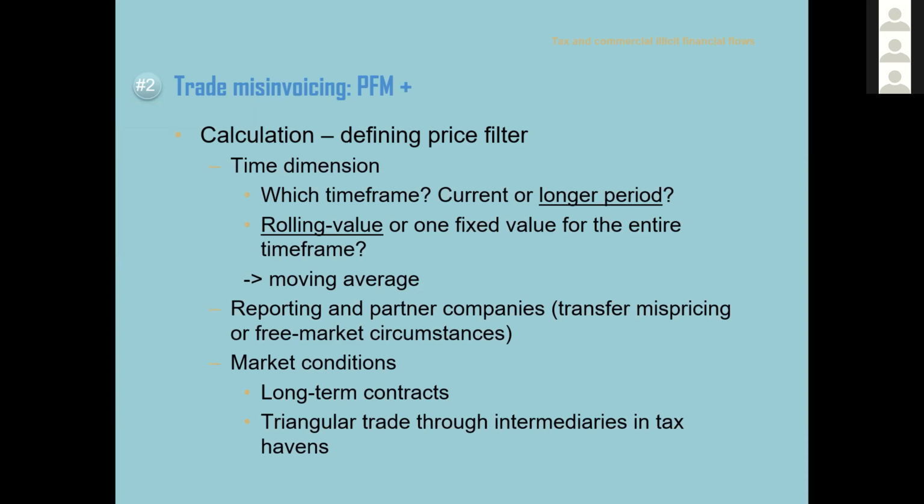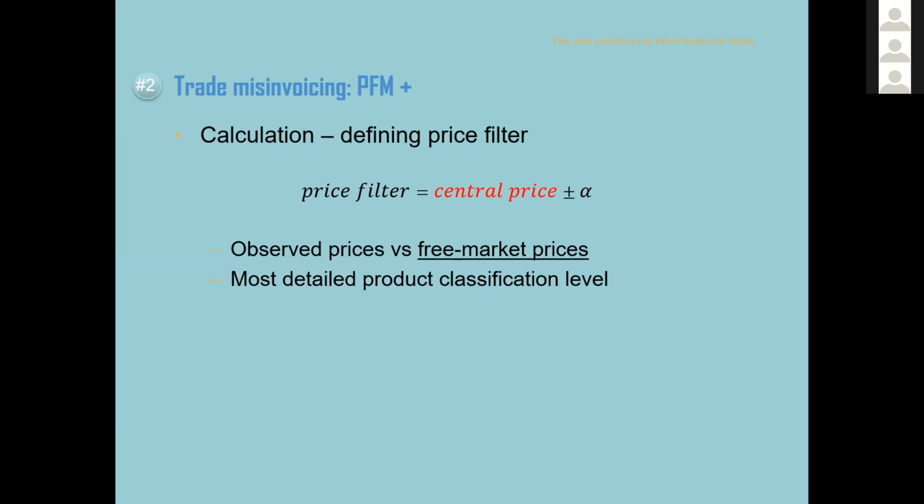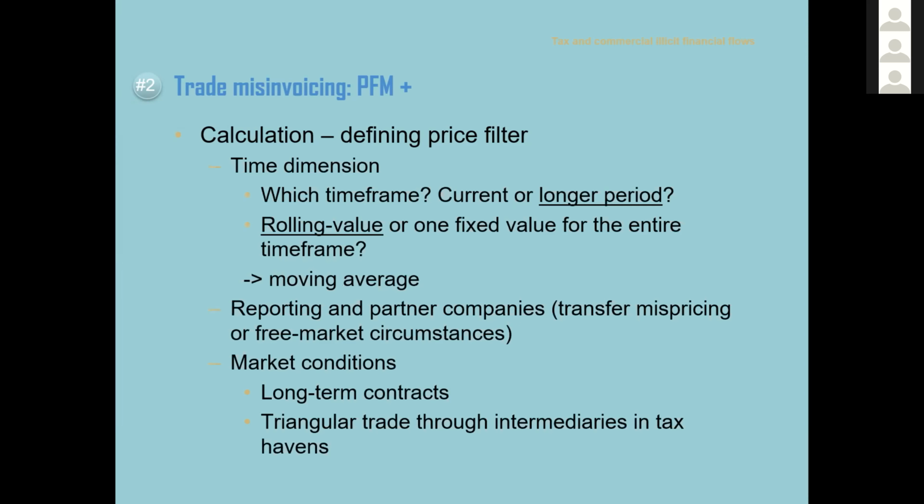The next thing that we have to address when we are determining the price filter, if I go back to slides, we are still discussing the central price. So we have to determine the central price. First we said, use the free market prices as much as possible. Second, we said to use the most detailed product classification level, if possible, also with additional descriptions. And then the next question is on the time dimension. So we have two questions here.